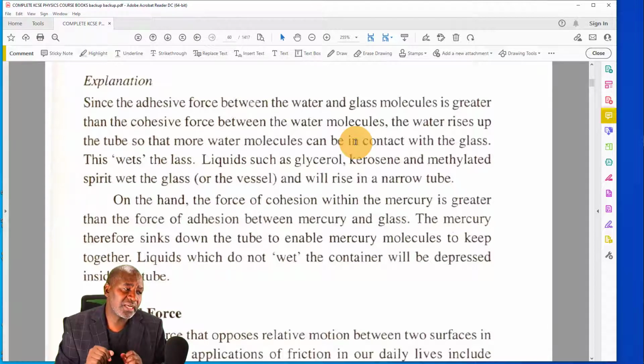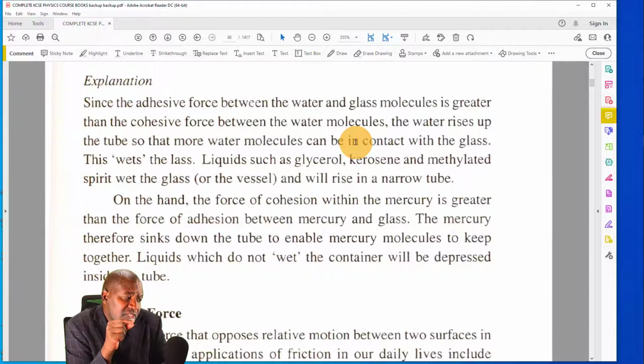Liquids such as glycerol, kerosene, and methylated spirit wet the glass or the vessel and will rise in a narrow tube. Let's look at mercury. On the other hand, the forces of cohesion within mercury are greater than the forces of adhesion between mercury and glass. Again, I've already explained that. Further explanation is given there. These are some of the details that you'll want to remember.